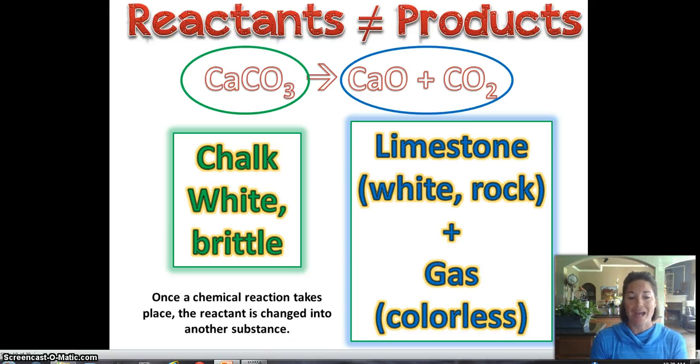So once a chemical reaction takes place, the reactant is changed into another substance. We no longer have what we started with. We have something completely different. But notice, we still have calcium, carbon, and oxygen. We start and end with the same elements. The elements just rearrange to form completely new products.